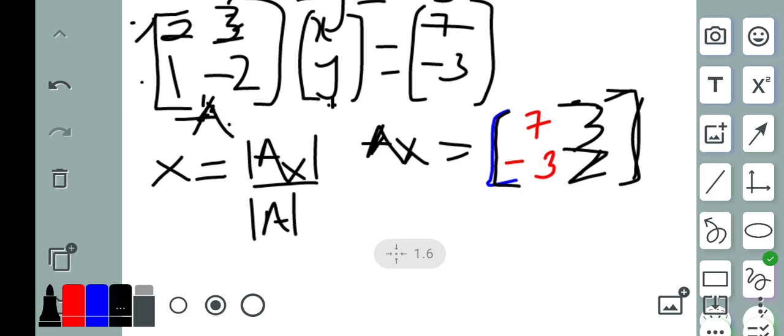I get it now. So we have 7 minus 3. I remove this 2 and 1 and put 7 minus 3 there. So that will be my Ax. What is now my determinant of Ax?